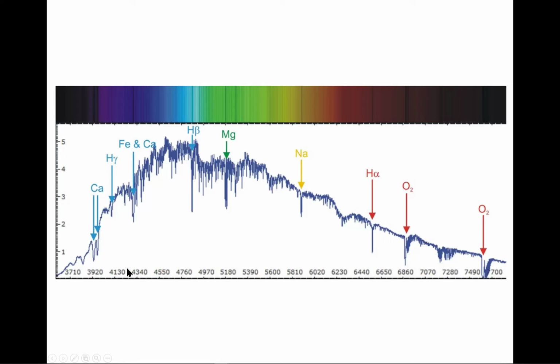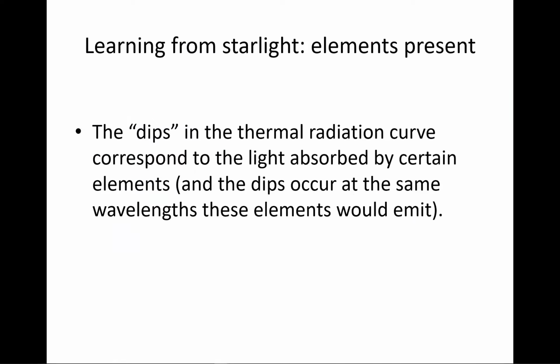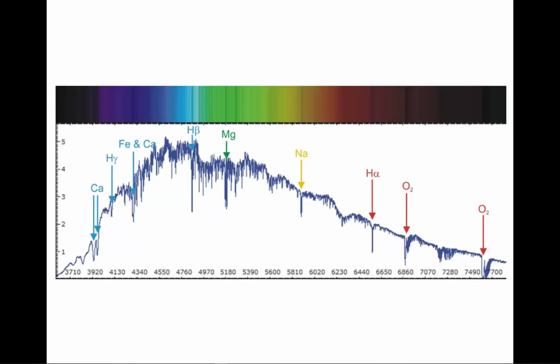Stars aren't solid bodies. They don't have some distinct dividing line between their atmosphere and the different layers of it. They're all stirred up all the time. And so the atmosphere is somewhat representative of what the entire star is made of. Although, for the most part, stars are hydrogen and helium. The other things show up in much smaller amounts. Okay, so the dips in that thermal radiation curve correspond to the light absorbed by certain elements and molecules. So we can learn elements present.